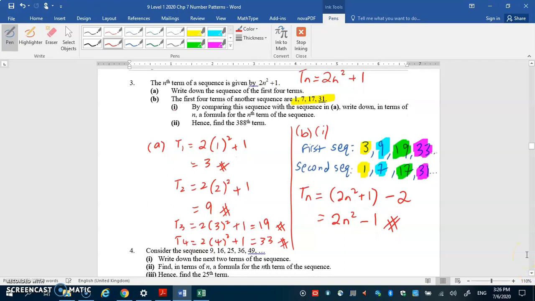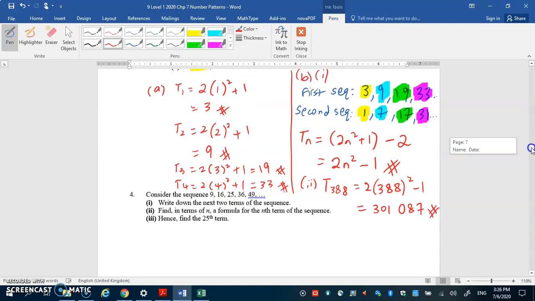Okay? And question B part 2, hence find the 388th term. Hence means you must use the answer from the previous part. So the 388th term means you take 2 times 388, you square it, you minus 1, you will get 301087. That's a big number. Okay? But it's easy with the formula. That's exactly why we find the nth term.